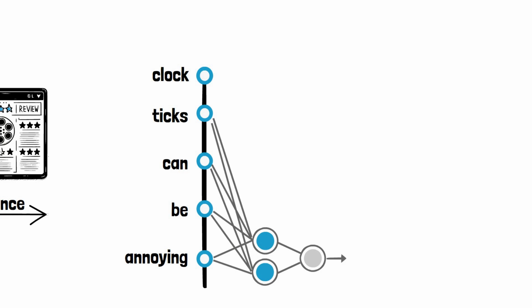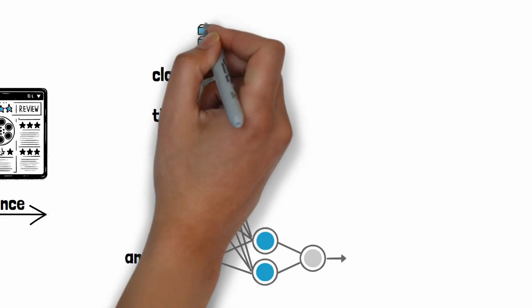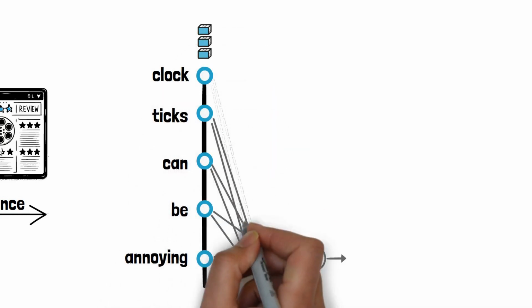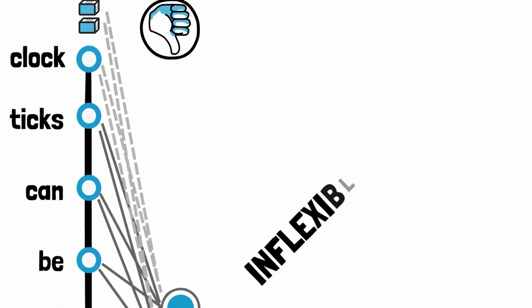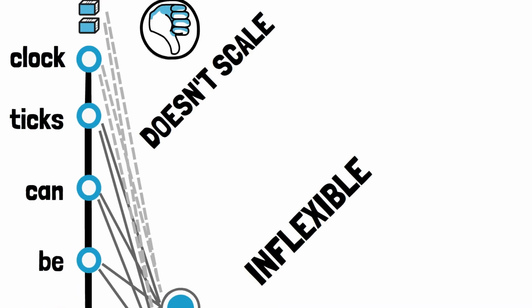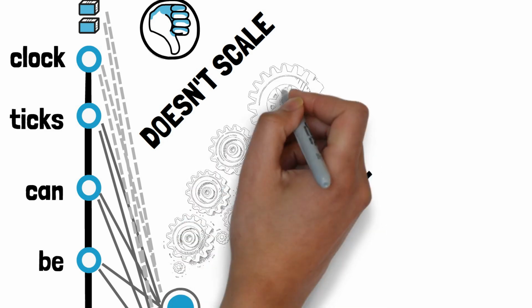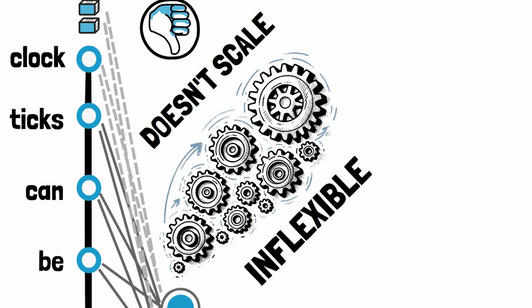Or 15 or 100? We can't possibly keep expanding our input layer indefinitely for every different sequence length we encounter. This is an inflexible approach and doesn't scale well. Our network would become computationally expensive and inefficient, needing more weights and more processing power.